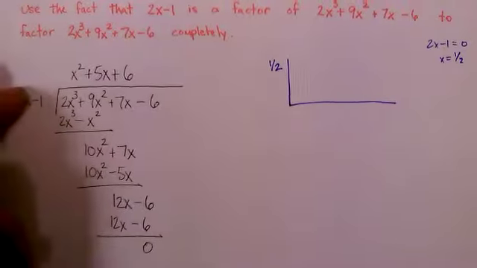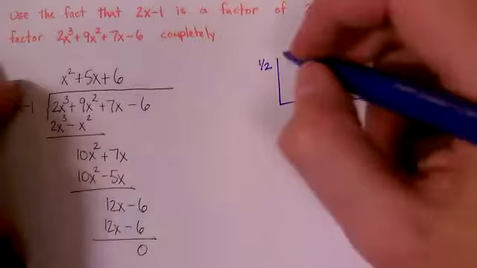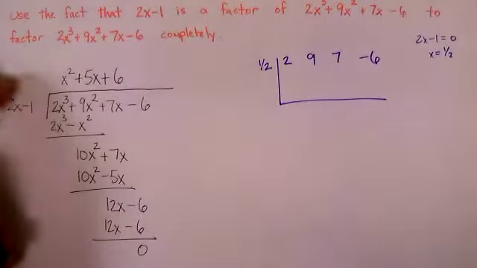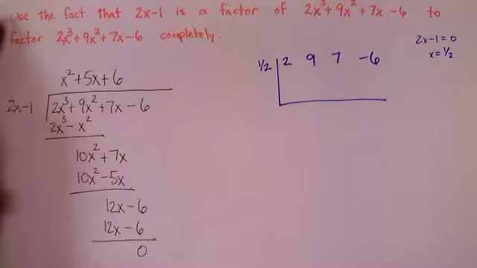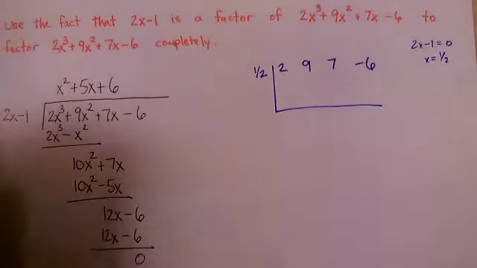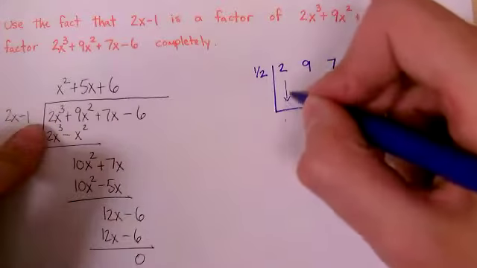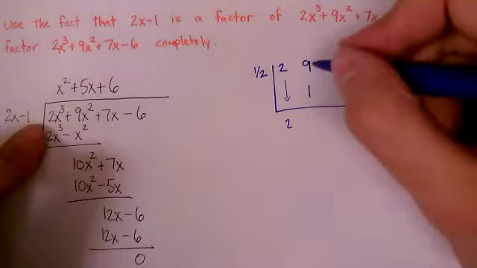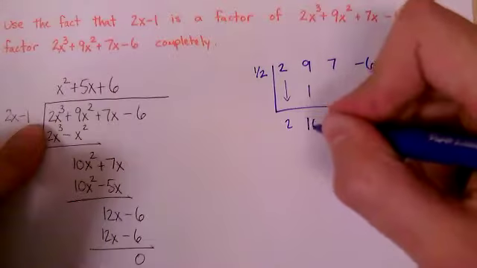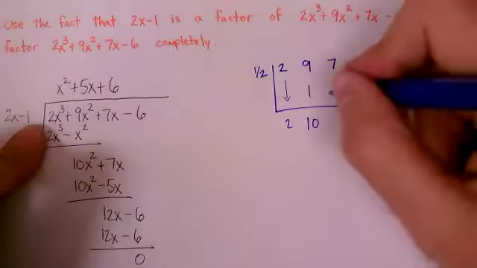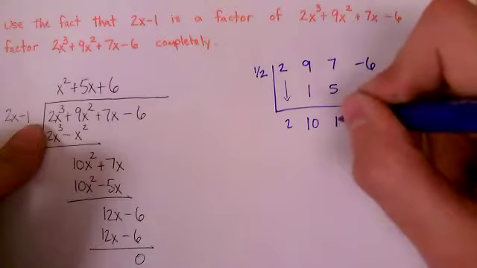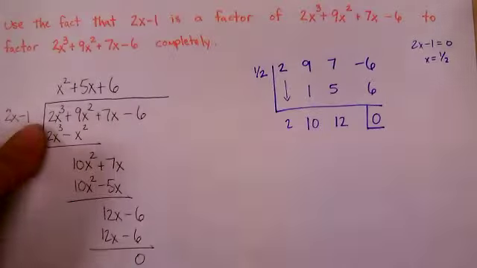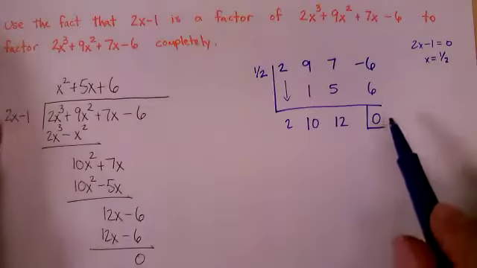We're going to go ahead and copy down everything else as is on the inside. I have a 2, a 9, a 7, and a -6 for the inside of my box right here. And I'm going to set it up just like I always do. So I drag down the 2. Multiply 1/2 times 2 is 1. And then I add these together. 9 and 1 is going to get me 10 here. And 1/2 times 10 is 5. Add those, I get 12. 1/2 times 12 is 6. No remainder. So when I look at my answer right here, I have no remainder.